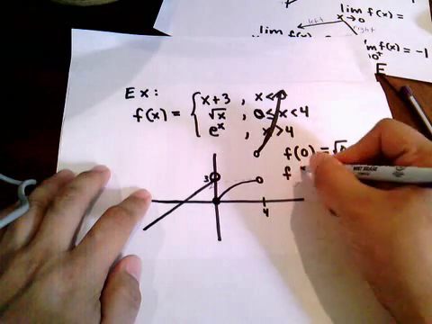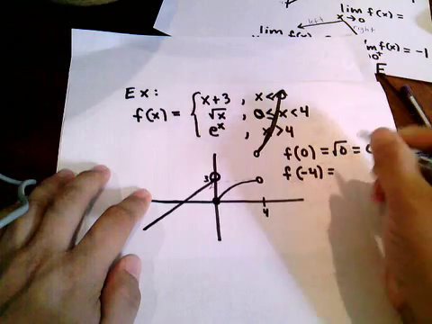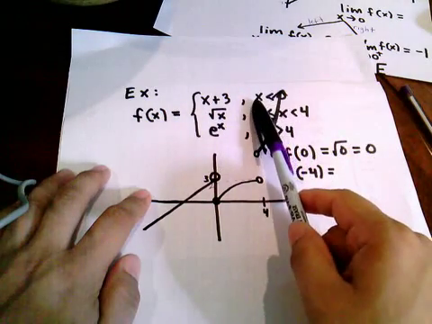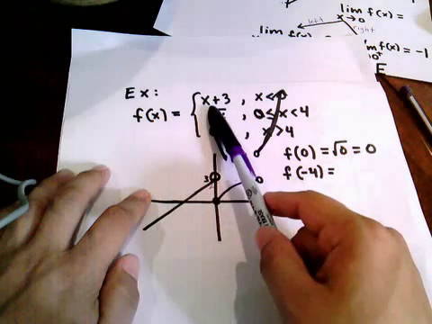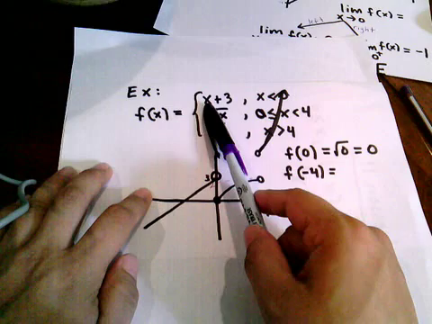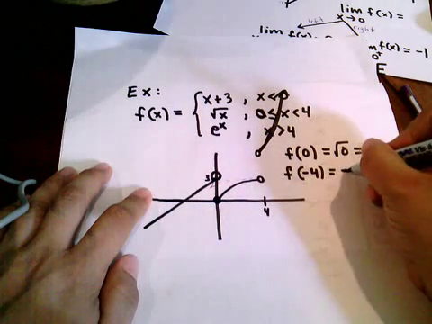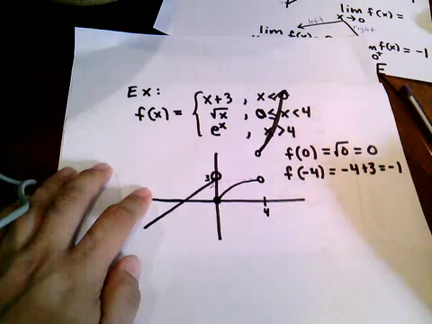What's the value of f at negative 4? Well, since negative 4 is less than 0, clearly it's over here, I would use this line, and that would be negative 4 plus 3, and negative 4 plus 3 is negative 1.